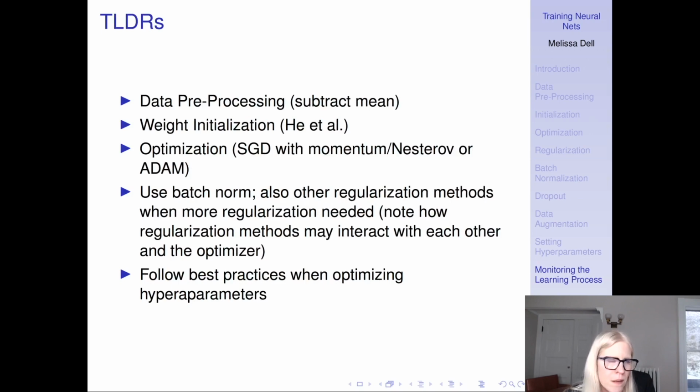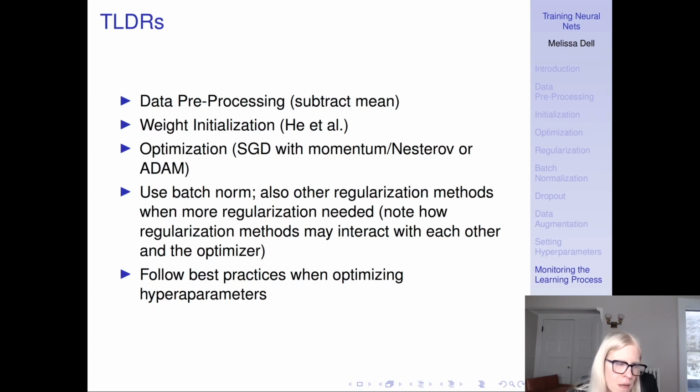Okay, so just to sum up: data preprocessing, that's straightforward. Weight initialization, you're probably initializing with something pre-trained. If you have some weights that need to be randomly initialized, you can use the He et al. initialization. Optimization, you would use either stochastic gradient descent with momentum or Adam, which combines stochastic gradient descent with momentum with RMSprop. Typically you would use batch normalization. That's already going to be built into the architecture that you're using. So it's not like you turn batch normalization on and off in ResNet. It's just a part of ResNet. But it's good to know that that's there.